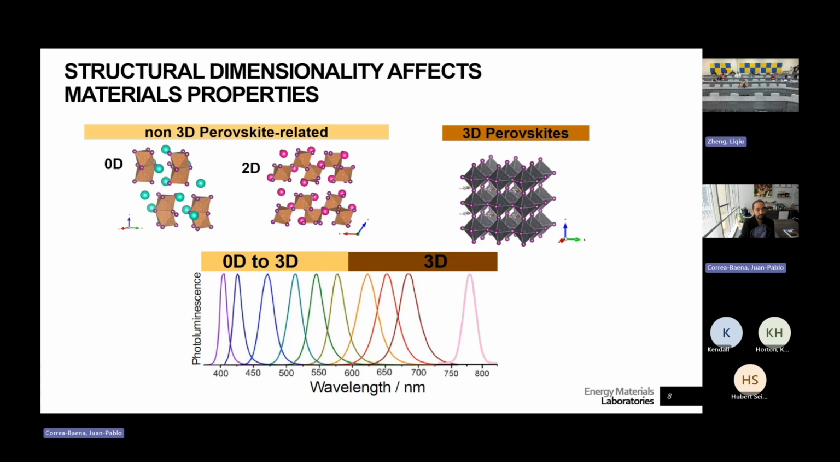So here what we can see is that we can control the colors of the materials that emit that light as a function of dimensionality. So the 0D and 2D structures give you this blue light or green light, whereas the 3D structures give you more of the yellows and reds. So we can combine these to make materials that make light emitting devices or LEDs.